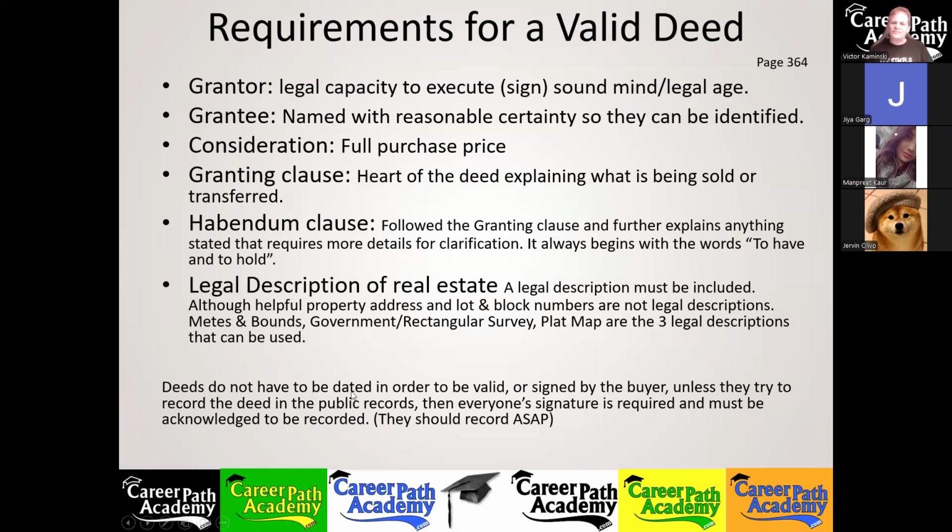So deeds do not have to be dated in order to be valid or signed by the buyer. They're still valid unless they try to record the deed in the public record, and then everybody's signature is required before it can be recorded. So the buyer's signature should be acknowledged as well. That means proven that it's genuine because you signed in front of a notary, a judge, an attorney, or other trusted publicly elected official. Politicians.